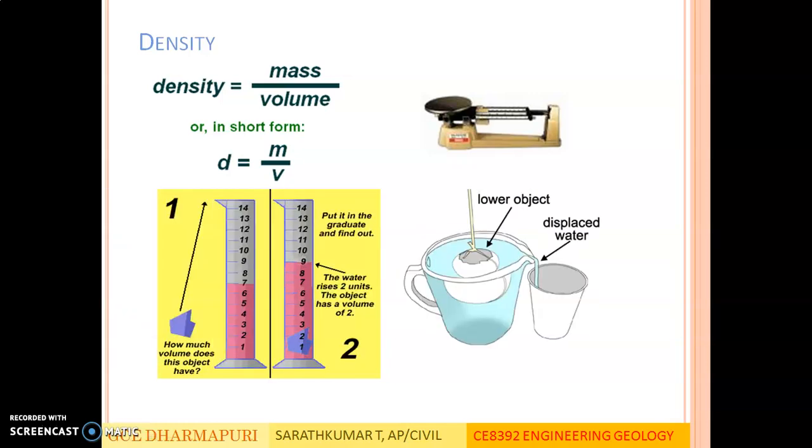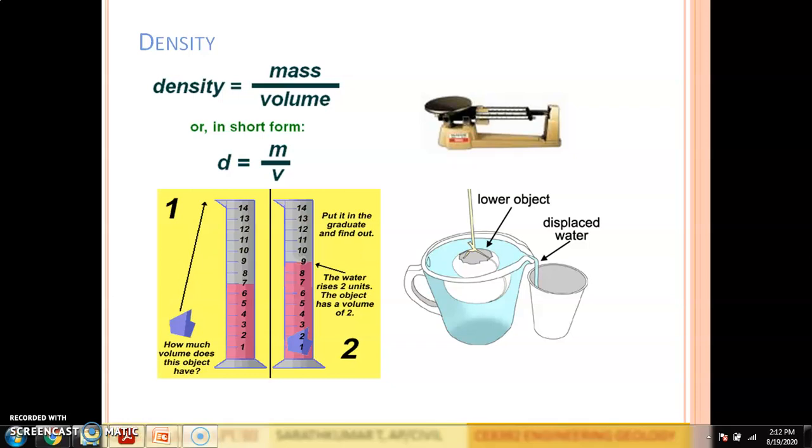But if you don't have a measuring cylinder, it will be very difficult to calculate the volume. So for that we use a container having water, drop the mineral inside it, and collect the displaced water. The weight of the displaced water can be easily measured. Once the weight of the displaced water is known, the volume of the displaced water can be determined using the density of water. The density of water in gram per centimeter cube is 1.